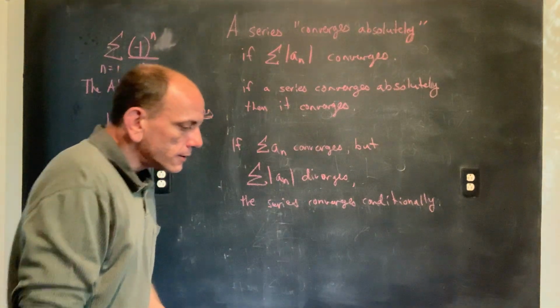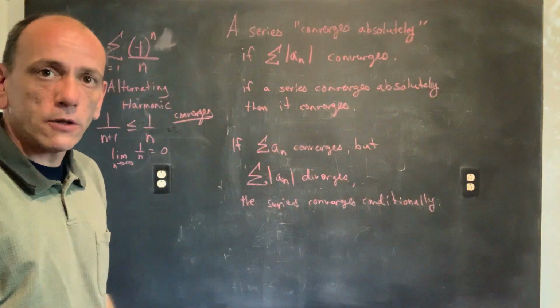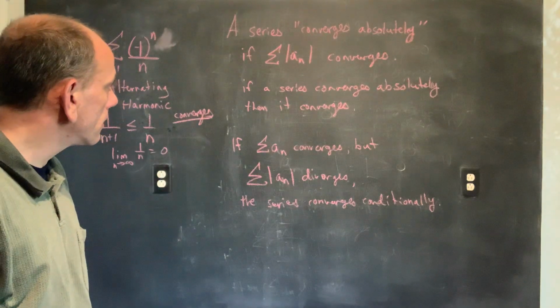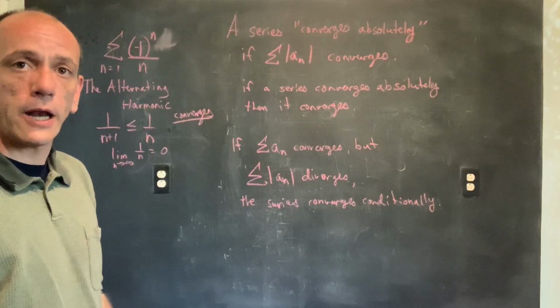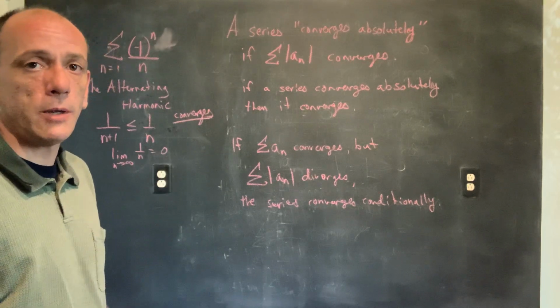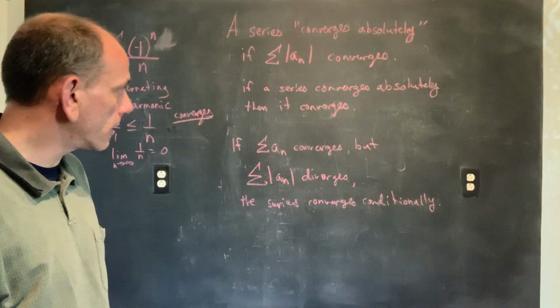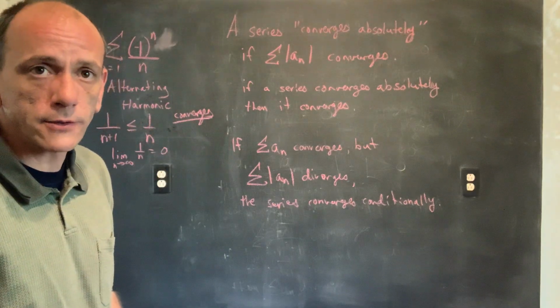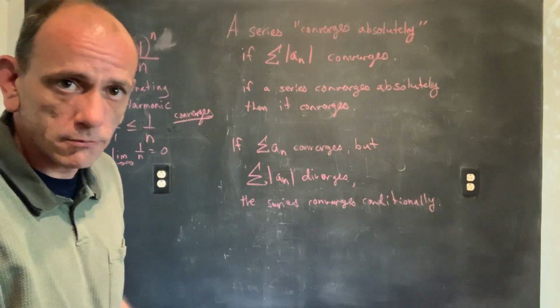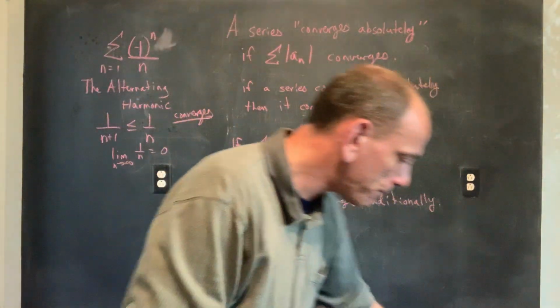Okay. So the next couple of tests that we're going to look at, the ratio and the root tests, are actually tests for absolute convergence, which is really nice because it's going to immediately imply convergence, and we don't have to worry about all these flippy-flopping signs and stuff. We just take the absolute value and say, don't worry about it.